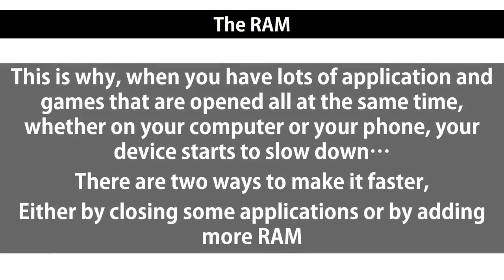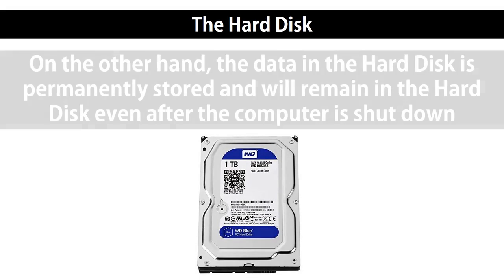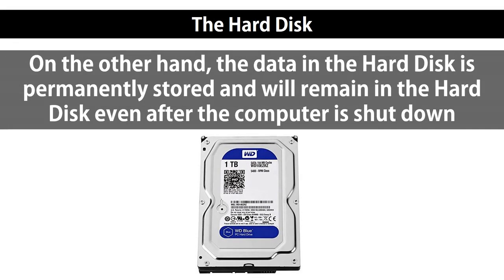This is why, when you have lots of applications and games that are opened all at the same time, whether on your computer or your phone, your device starts to slow down. There are two ways to make it faster, either by closing some unused applications or by adding more RAM. On the other hand, the data in the hard disk is permanently stored and will remain in the hard disk even after the computer is shut down and turned off.